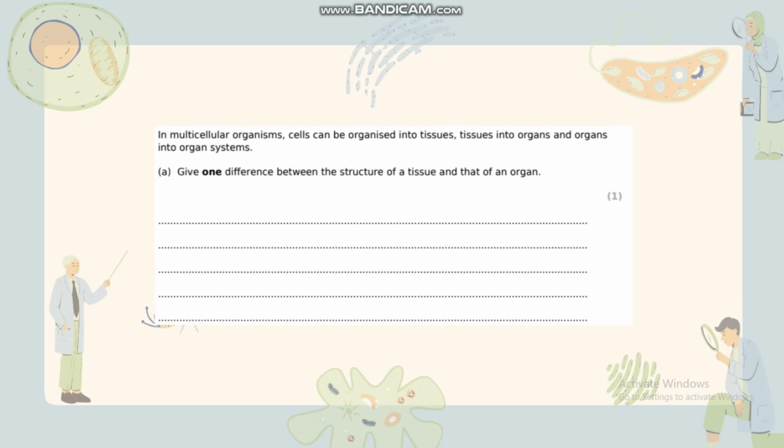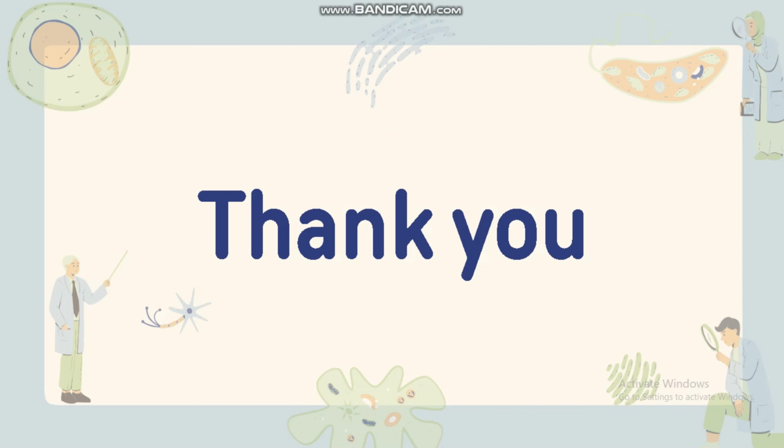In multicellular organisms, cells can be organized into tissues, tissues into organs, and organs into organ systems. Give one difference between the structure of a tissue and that of an organ. This is pretty simple. If you remember, tissues are made up of similar cells and organs are made up of multiple tissues.